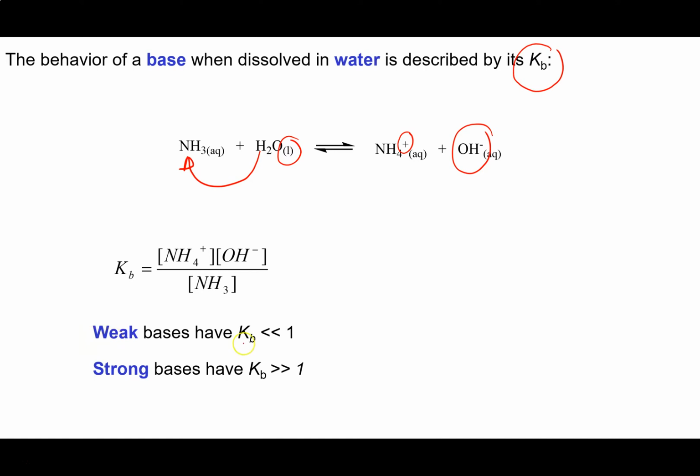Now, weak bases have Kbs that are a lot less than 1, and strong bases have Kbs that are a lot greater than 1. Strong bases tend to be metal hydroxides, generally only those from group 1A, and some of those from group 2A are soluble. Weak bases tend to be nitrogen-containing compounds, a class of compounds called amines, and perhaps the most famous one, ammonia.